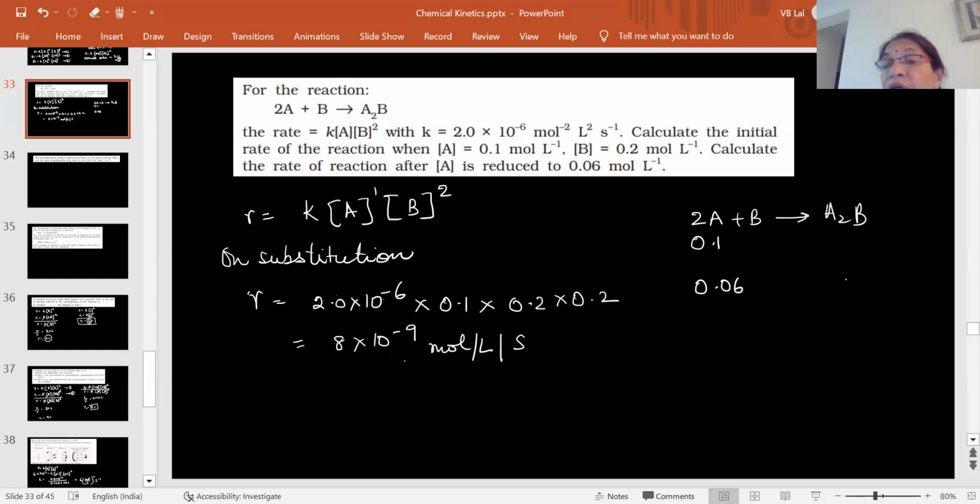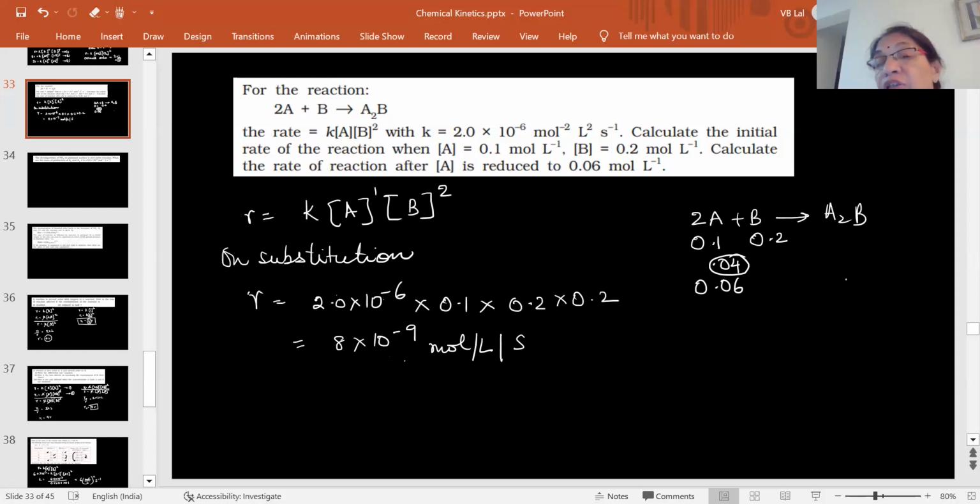0.06. Okay. So how much is consumed? How much has disappeared in this time? Rate of disappearance. So 0.4 has disappeared. This was 0.2. So when 0.2 moles per liter disappear for A, then how many moles of B will disappear in the same time?